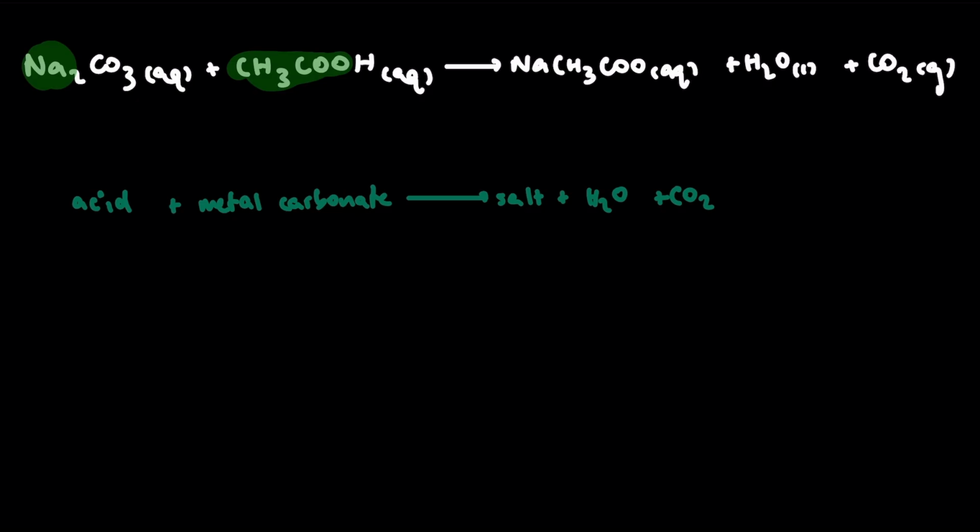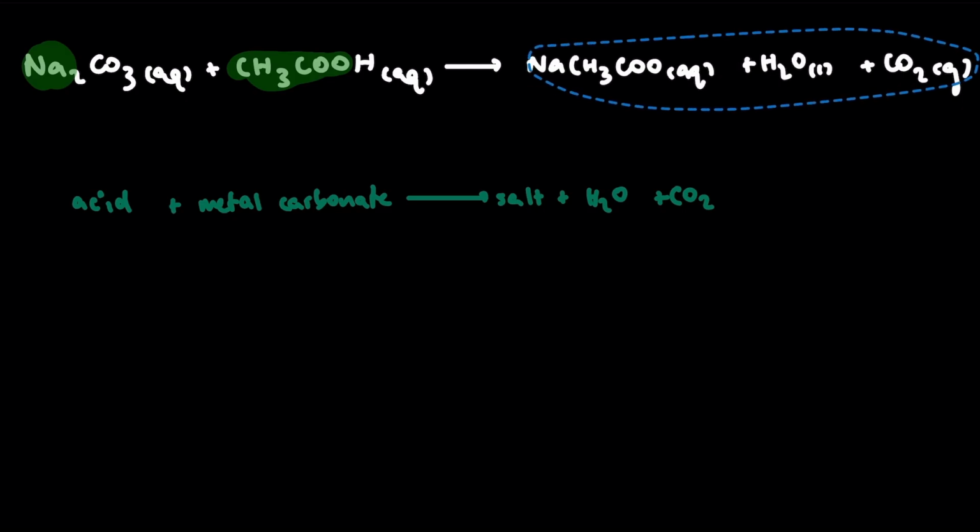And now we have to balance. And judging from the look of it, it does look pretty balanced. So in order to balance this equation, I'm just going to do 2 in front of the product salt and a 2 in front of the acetic acid. And that looks pretty balanced to me.